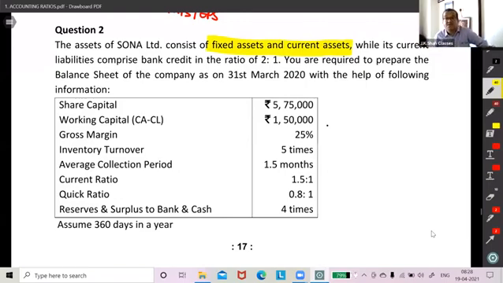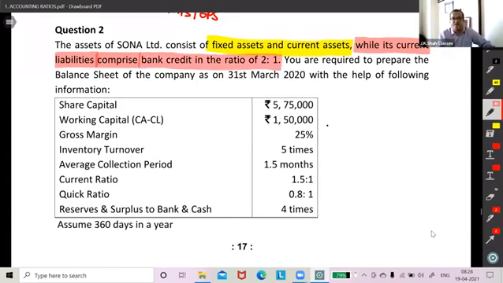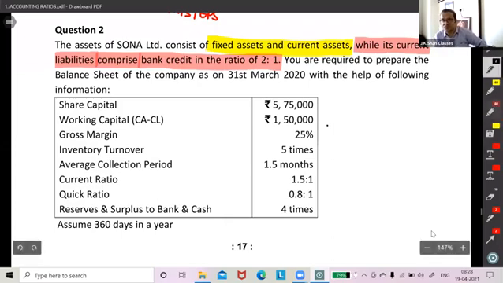This statement is not a crucial statement, guys. While its current liabilities comprise something, bank credit in the ratio of 2:1. This statement is so confusing. When it says comprise of something, and that too in the ratio of 2:1, there should be two things, no?